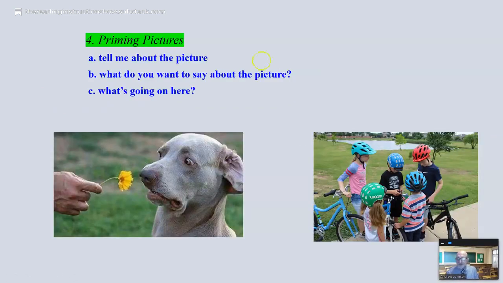Priming pictures. You show them a picture. Tell me about this picture. What do you want to say about this picture? What's going on here? And they write. Now you can take this so many ways. You can take pictures of the community or playground or students. You can invite students to send in pictures. You could put this on a computer and they could type below it so they each have their own thing. If you want to use paper, I guess you could put the picture on a Word document and they could write below. There's so many cool things you could do with this activity. And they're describing their ideas related to the picture.